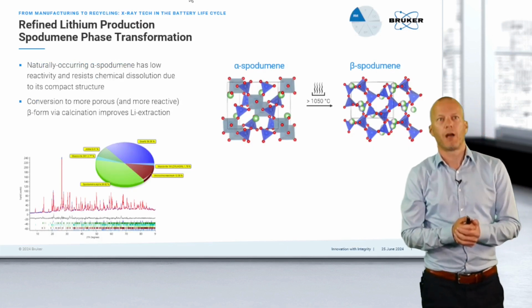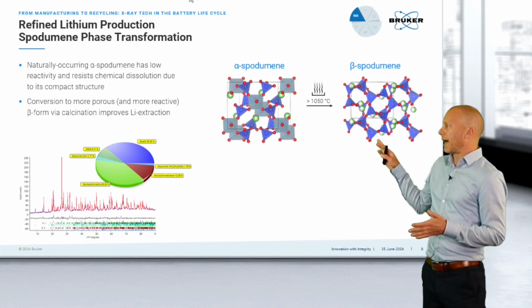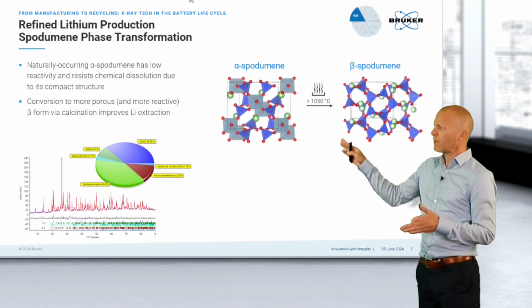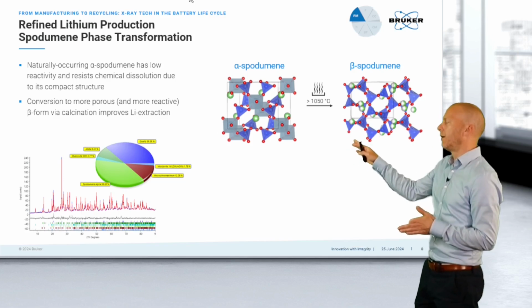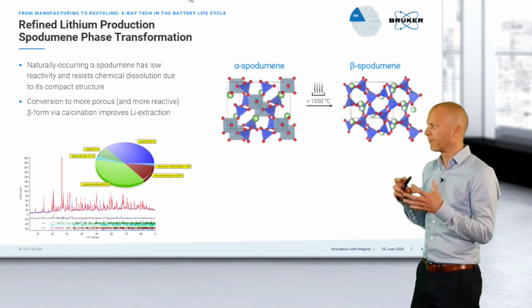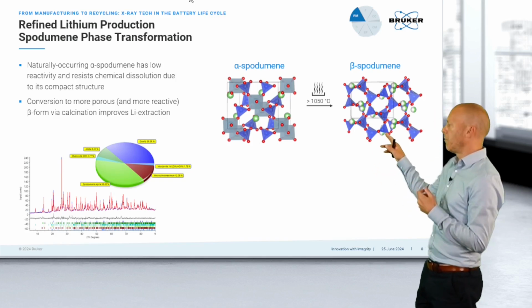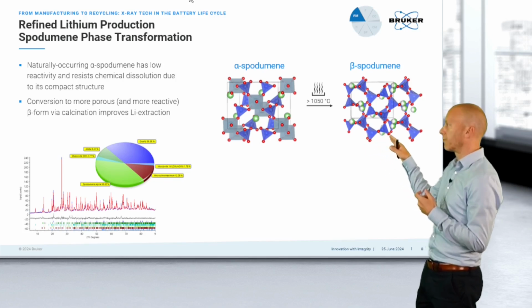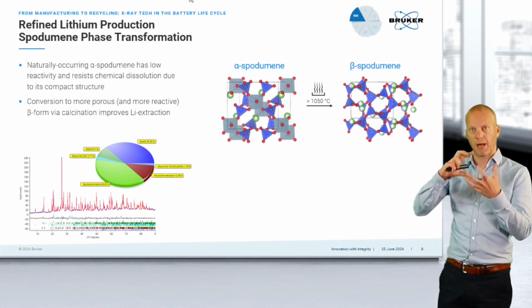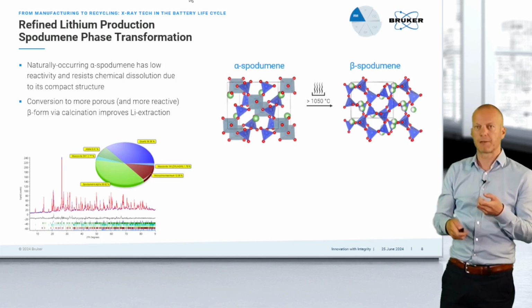Okay, so the first example, this is spodumene phase transformation. The naturally occurring alpha spodumene is a lithium-containing ore. This has a very low reactivity. It doesn't dissolve in chemicals very well, and it's largely due to its compact structure. Since it's so compact, it's very difficult to extract the lithium ions from this material. But if you heat it up, it undergoes a phase transformation to this beta form. This has a larger, more porous structure, a higher reactivity, and it's far easier to extract the lithium ions from this phase.